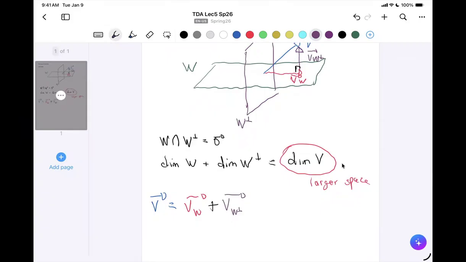In fact, this is one of the problems that I'll add to the assignment. You can set it up as a Calc 3 problem, like a least squares problem. How do you find this decomposition?